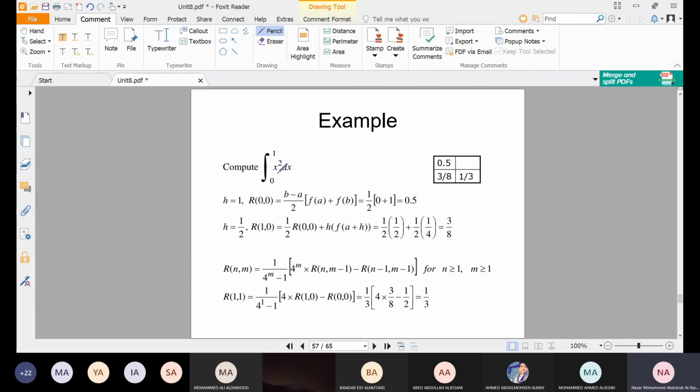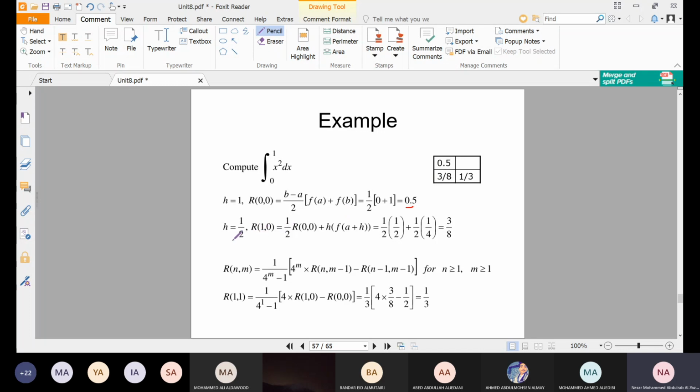Compute the integration of the function f of x is equal to x squared. And here, for example, given the value h equals 1. So to find the first term, R00, as we know, this is (b minus a) over 2 times f at b plus f at a. We just substitute in this function: when x equals 0, this becomes 0. When x equals 1, this is 1. So we have this multiplied by half, so this becomes half. So this is the first one, R00.